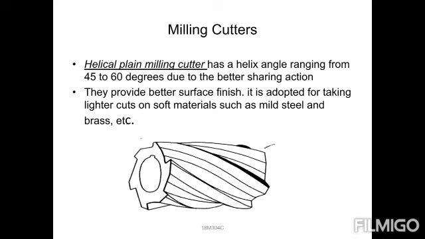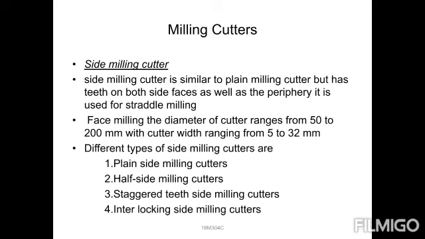So the angle of teeth will be 45 degrees to 60 degrees, right? The length will be more. So the diameter is less, but the length of the cutter is more for better finishing purposes. So we already discussed the very good finish. Next cutter is the side milling cutter.